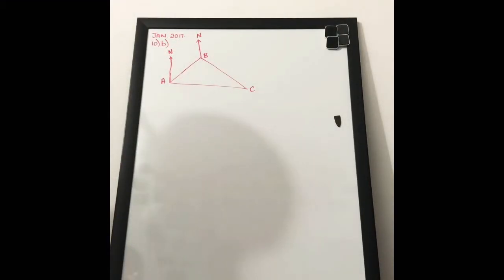Okay, so this is the Jan 2017 paper 10B. So the question: a ship travels from Akron A on a bearing of 30 degrees to Belleville B, 90 kilometers away. Then it travels to Compton C, which is 310 kilometers due east of Akron, as shown in the diagram below. Right, so indicate on the diagram the bearing of 30 degrees and the distances 90 and 310 kilometers.